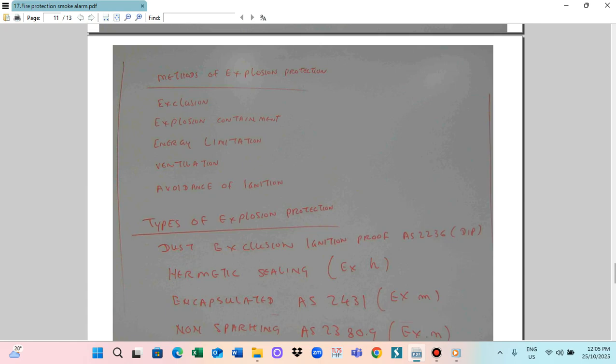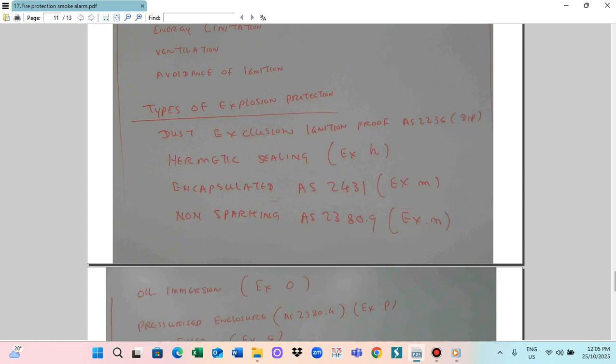It is not only about detecting the fire; the best thing is elimination. Elimination means that all explosion hazards need to be eliminated. Therefore, the methods of explosion protection: we use explosion containment, energy limitation, ventilation, and avoidance of ignition. Those are the important aspects to protect against fire.